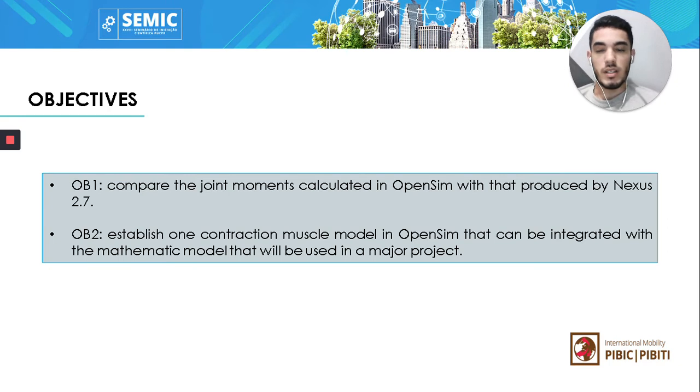Because of this, we have two different objectives: the first is to compare the joint moment calculated in OpenSim with that produced by Nexus 2.7, and the second is to establish a muscle contraction model in OpenSim that can be integrated with the mathematical model that we will be using in the major project of the professor.